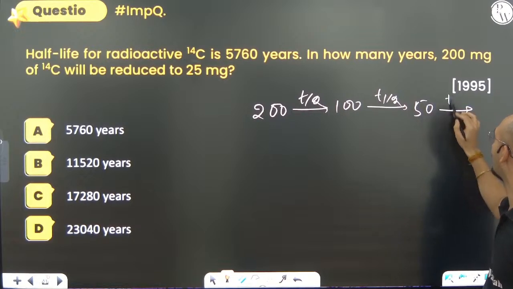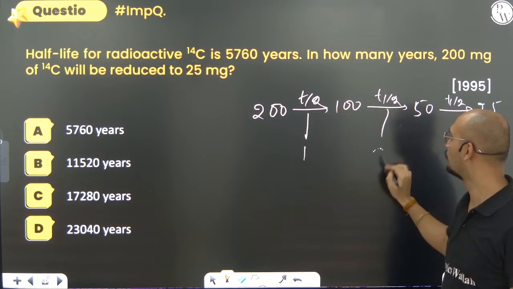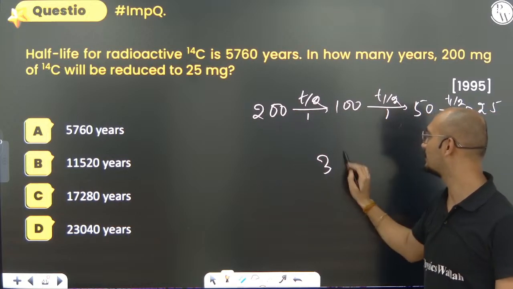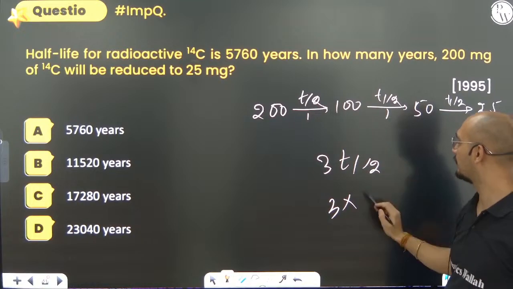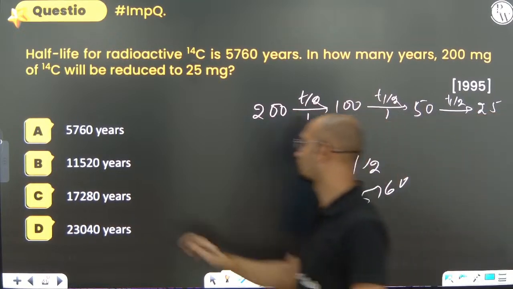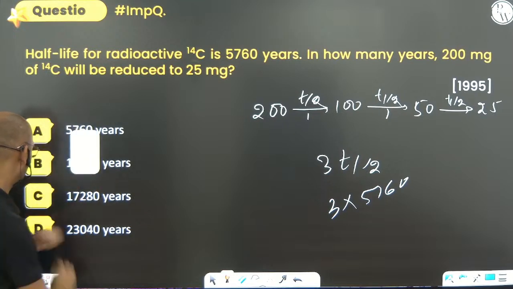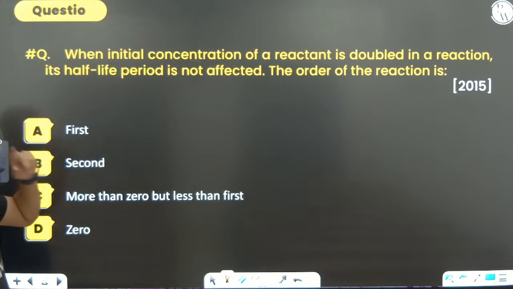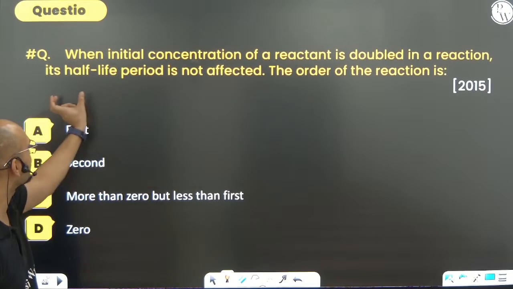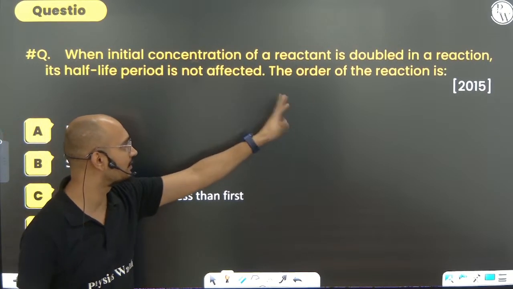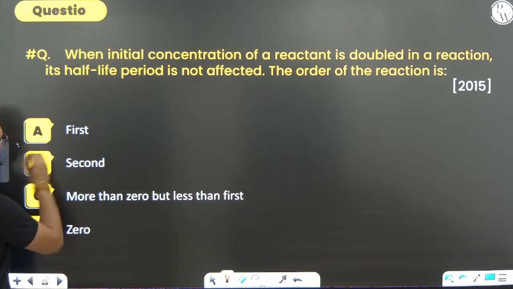25. In another half, how much does it become? 25. How much of T half is being used? 1, 2, 3. So how many? 3 T half. And what is the value of T half? I hope you have given 5760. So I think it is B. No, sorry, C. Next, when initial concentration of a reactant is doubled in a reaction, its half-life period is not affected. The order of the reaction is, I think, first order, since half-life is not affected in first order reaction.